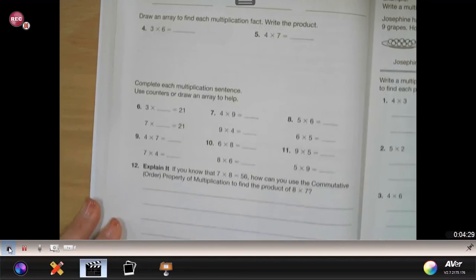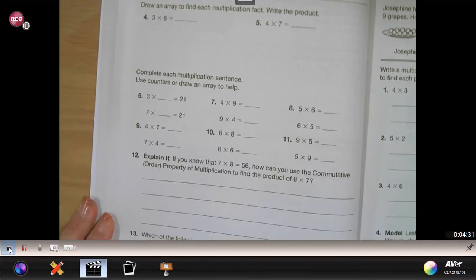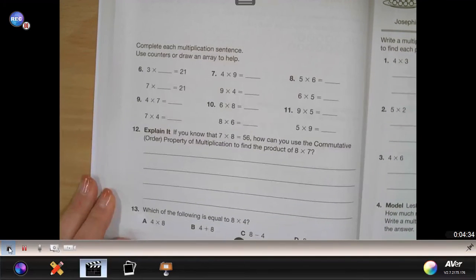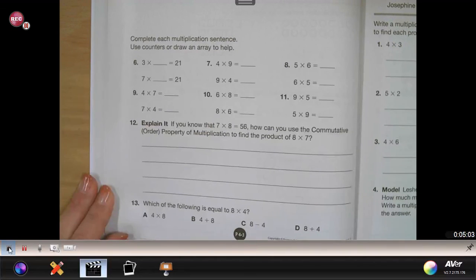And on your explain it, make sure you take part of your question and put it into your answer. So that means you're going to write an answer statement. I can find the product of. It says, how can you use the order property of multiplication to find the product of? So you can say, I can find the product of 8 times 7 using the order property of multiplication because, and then you should be able to answer that question. And then you don't need to write an addition sentence for that one.